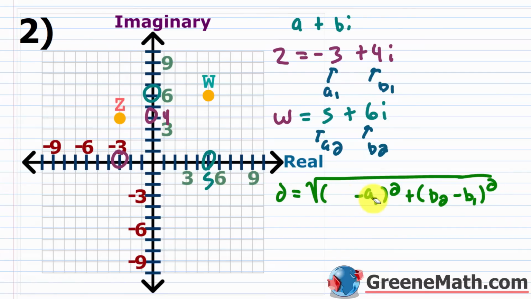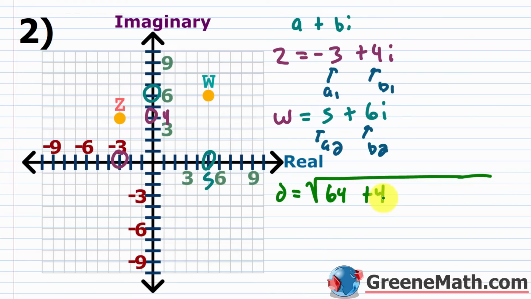So we're just going to plug in. a sub 2 is 5, and then a sub 1 is negative 3, so minus a negative 3 is plus 3. And then for b sub 2, that's going to be 6, and for b sub 1, that's going to be 4. So 5 plus 3 is going to be 8. 8 squared is going to be 64. Let's put that in there. And then 6 minus 4 is 2. 2 squared is 4.